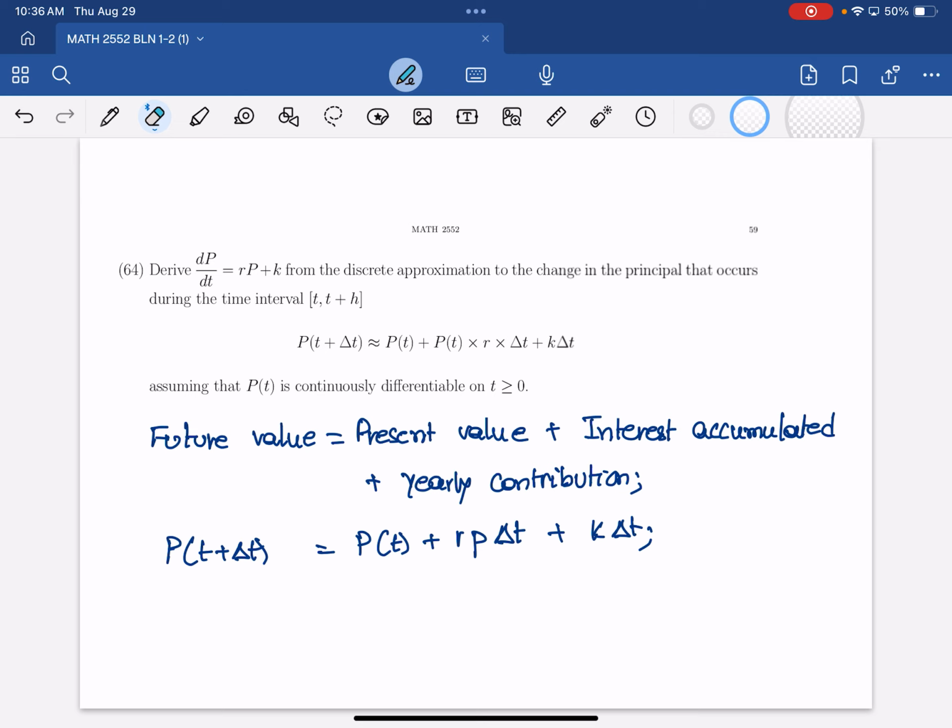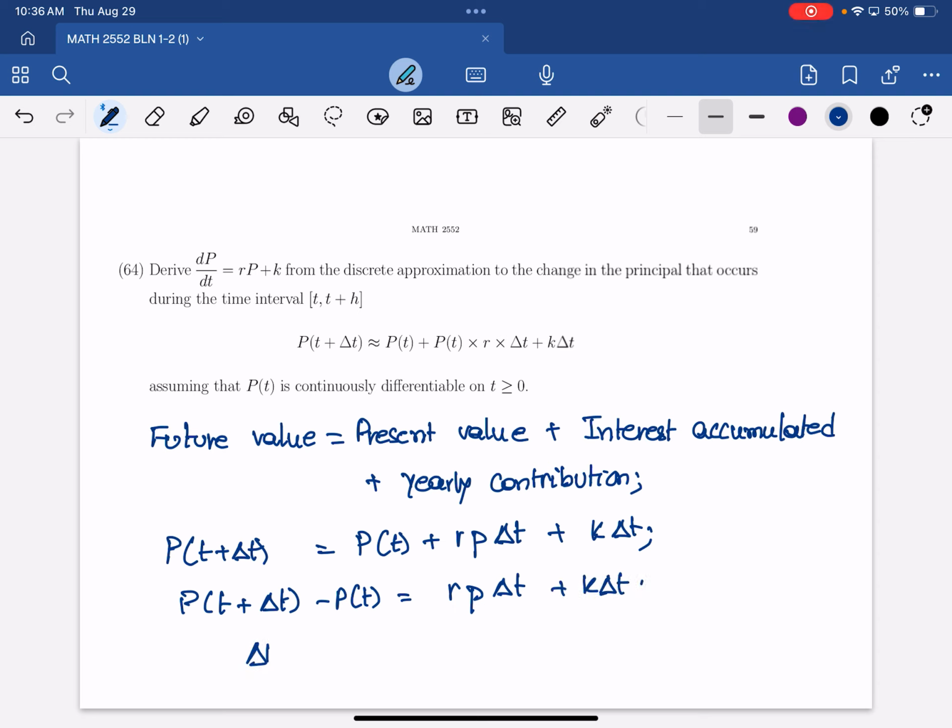If it is weeks, it's 1 over 52, right? It's pretty standard. So what would you do? You would want to compute the change in t. So you would write P of t plus delta t minus P of t equals Rp delta t plus K delta t. Okay, then that is nothing but delta P equals Rp delta t plus K delta t, right?